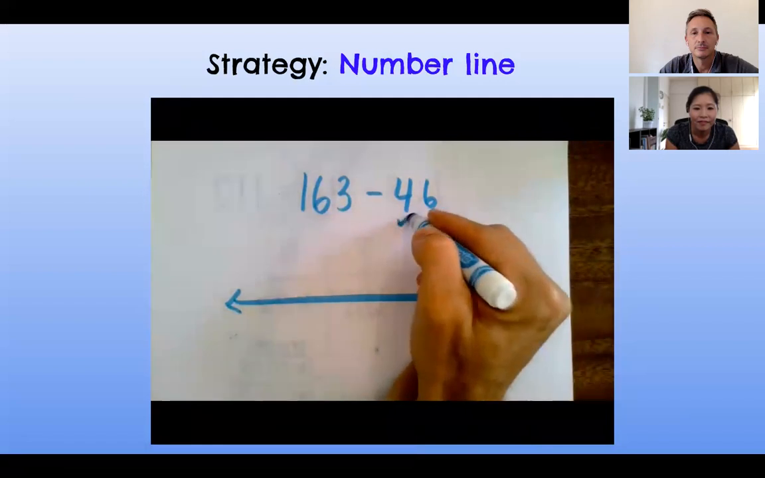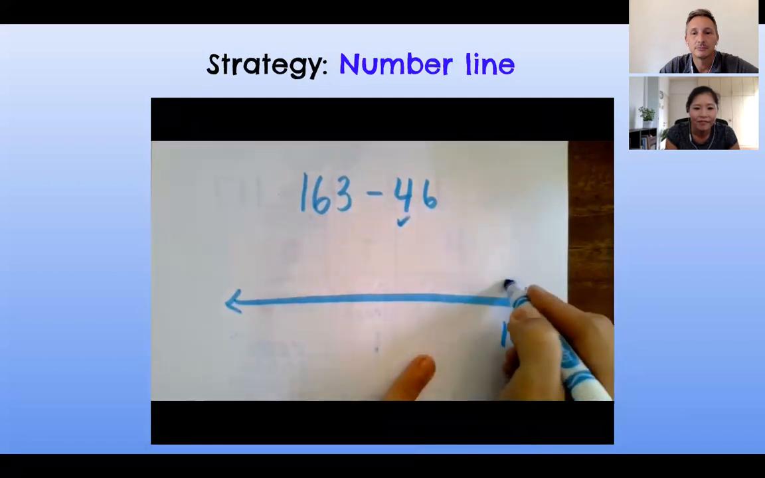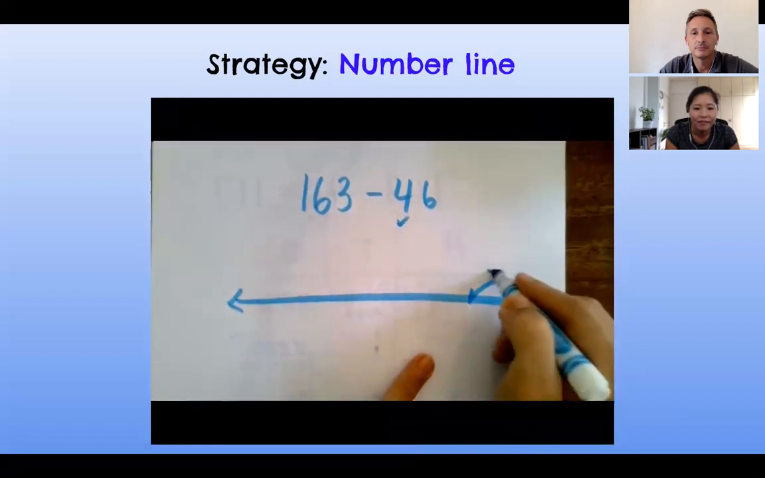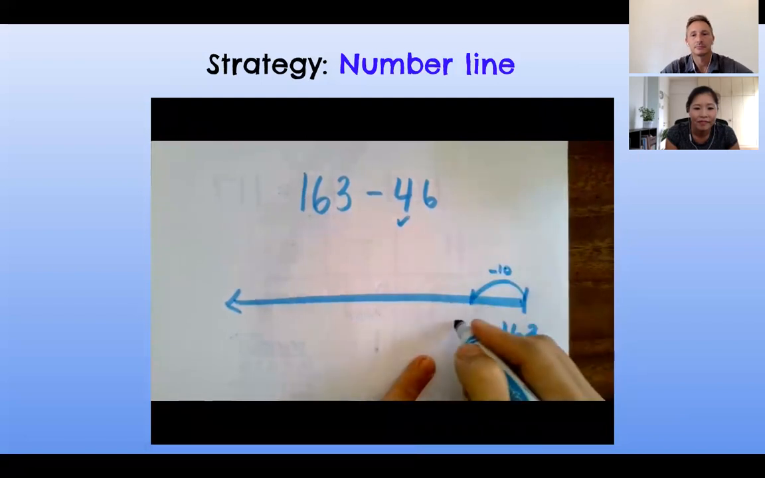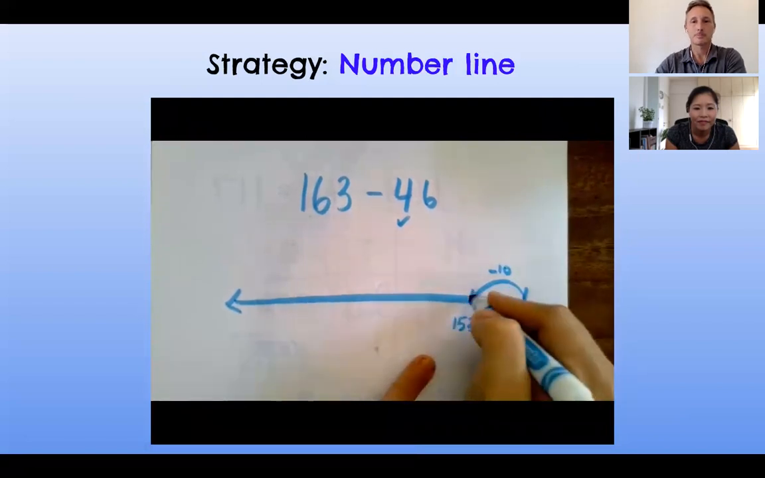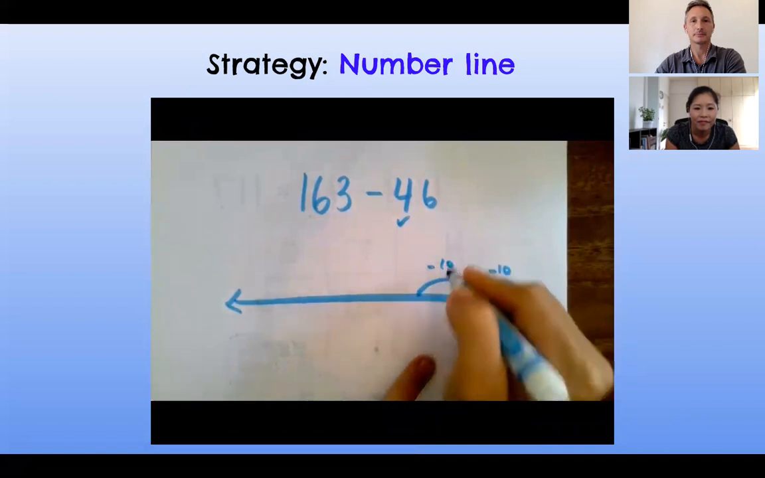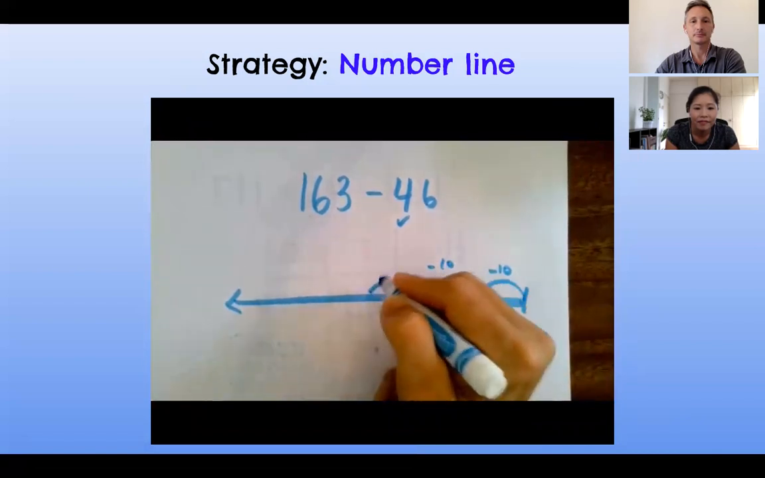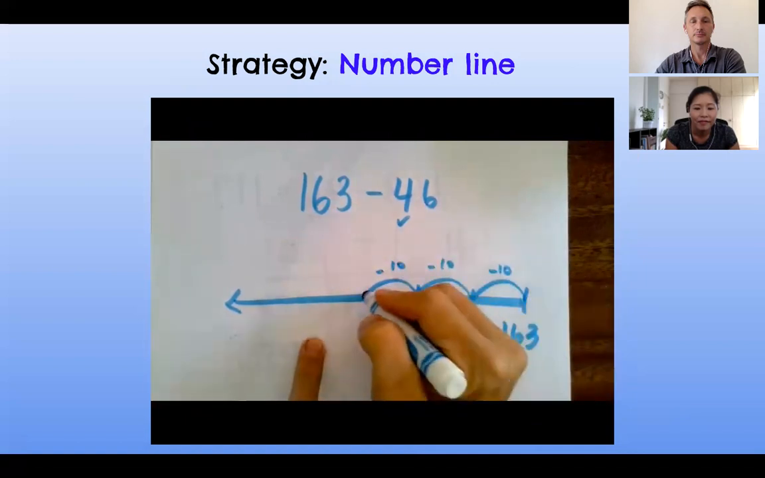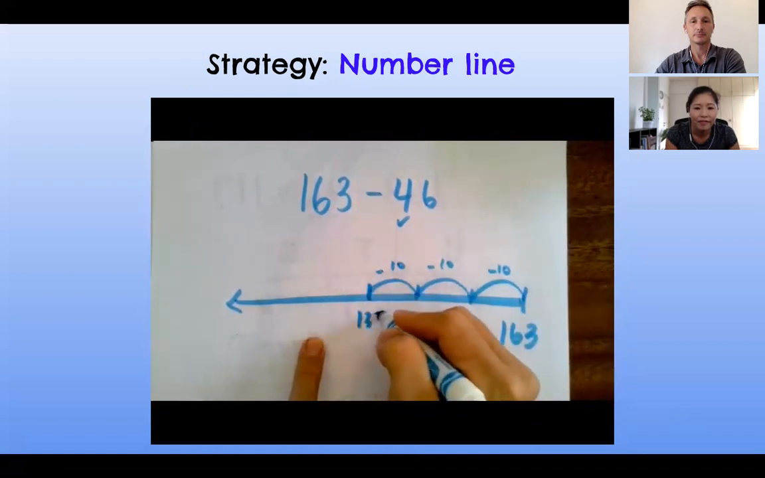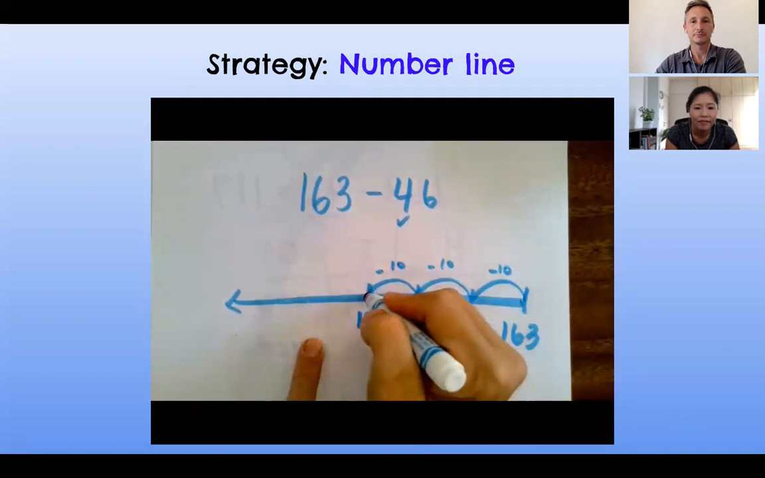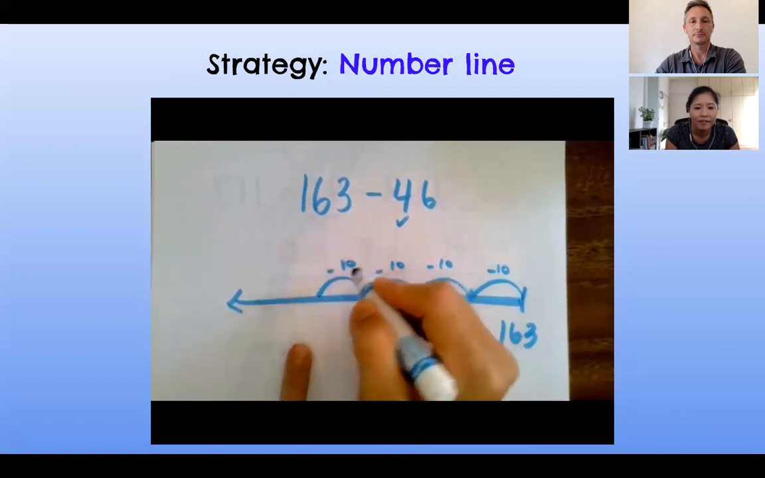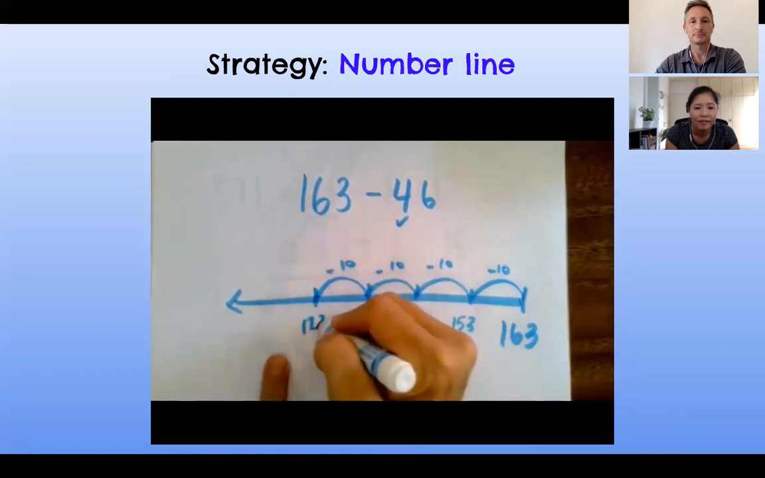So I like counting my tens first. Here I'm going to minus 10. 163 is going to be 153. I'm going to minus another 10. That's 143. I'm going to minus another 10. That's going to be 133. Then I'm going to minus another 10. Then I'm down to 123.